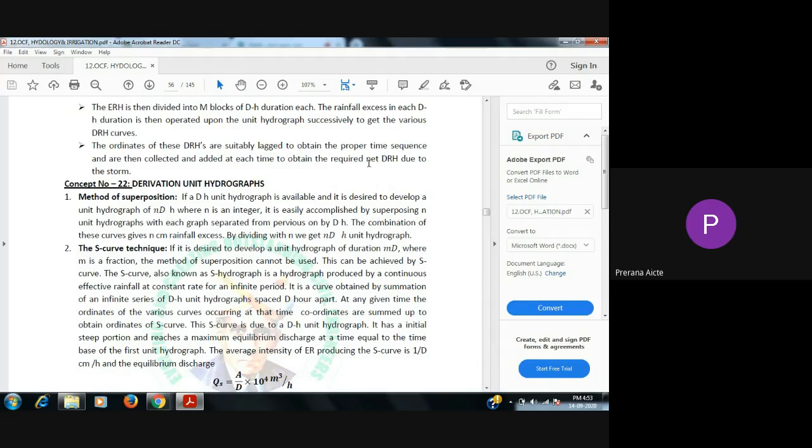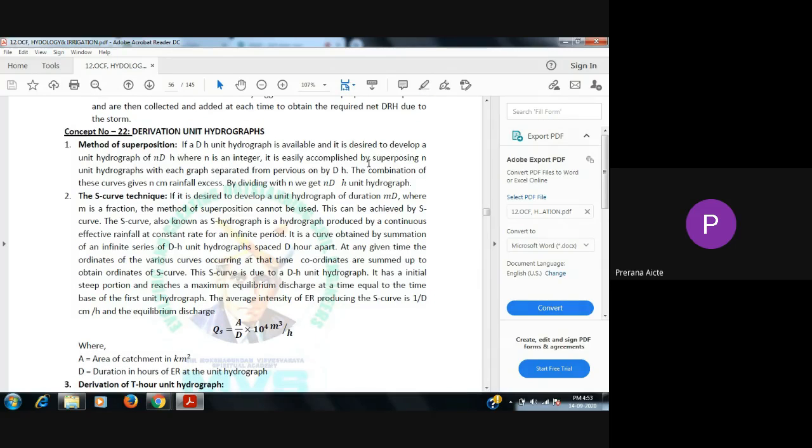For example, the resultant hydrograph after separating the base flow is called the direct runoff hydrograph. That direct runoff hydrograph refers to, for example, 10 centimeter effective rainfall. If you are supposed to find out the hydrograph for 1 centimeter effective rainfall, it is called the unit hydrograph.